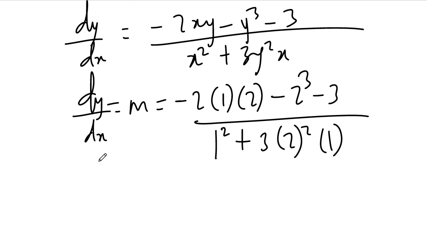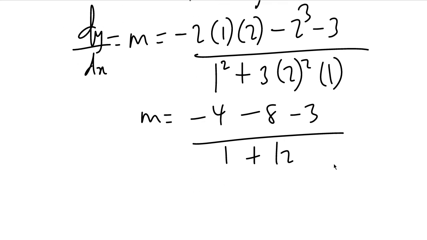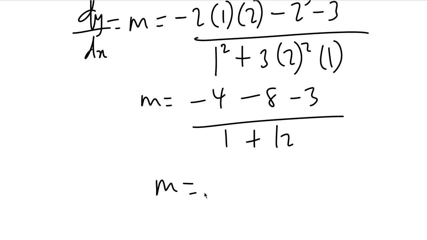So what's that now going to give us? That means that m is negative 2 times 2, which is negative 4. Then negative 2 to the power 3 is 8, because that's 2 times 2 times 2, that's negative 8, negative 3. All over 1 squared is what? 1, plus 2 squared is 4. 4 times 3 is what? 12 times 1, which is 12. Right? So basically we could say that m is what? Negative 4, negative 8 is negative 12, negative 3, that's negative 15, over 13, because 1 plus 12 is what?